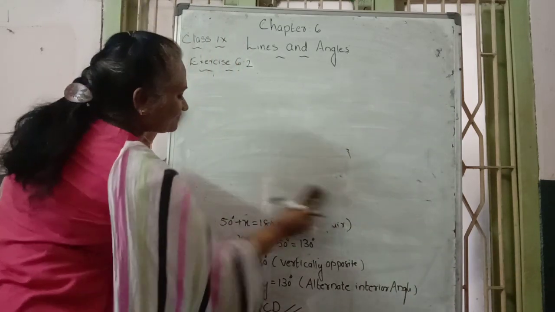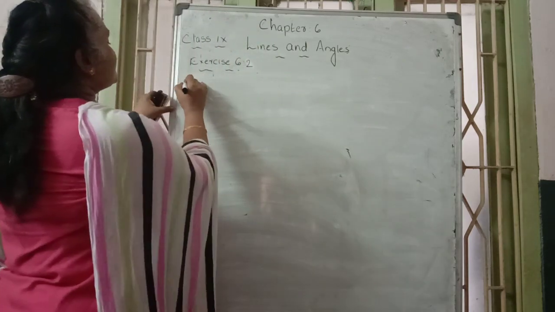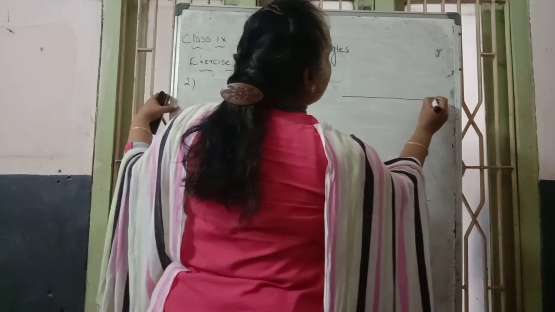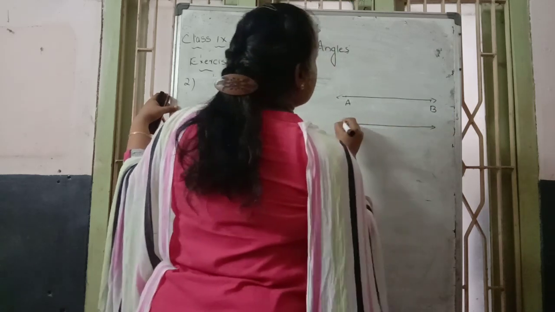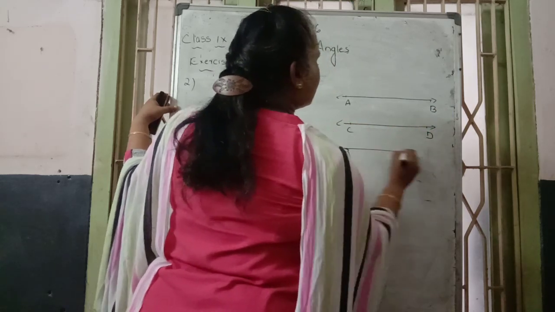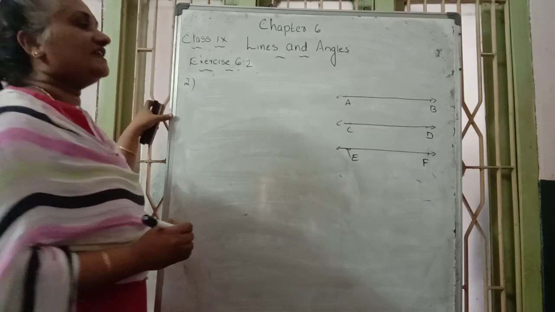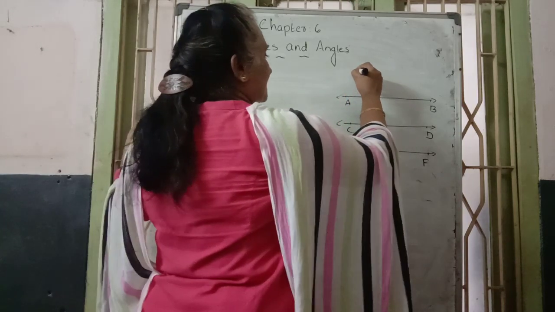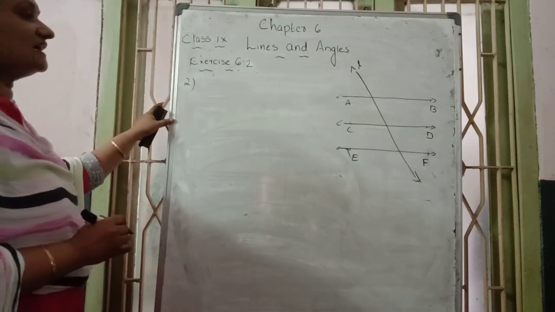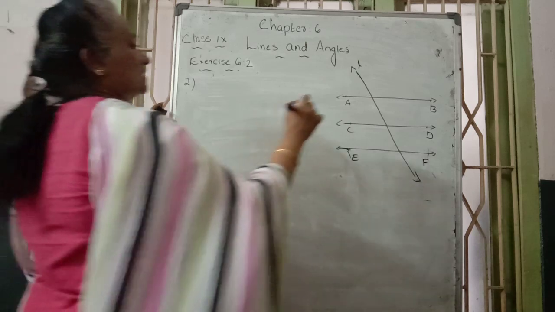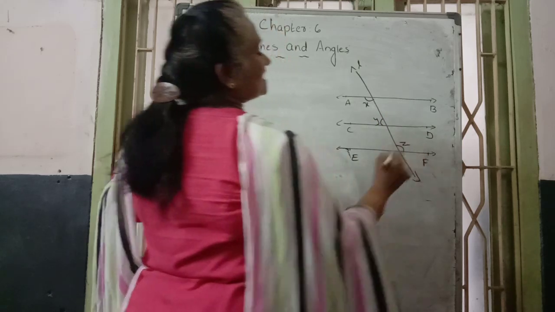In the second question, they tell about one diagram. Here three lines are there. One is line AB, the second line they mark as CD, and the third line they give as EF. In this way, three lines are given. Then they are cut by a transversal line. Then they mark the angles also: here x, here y, here z.